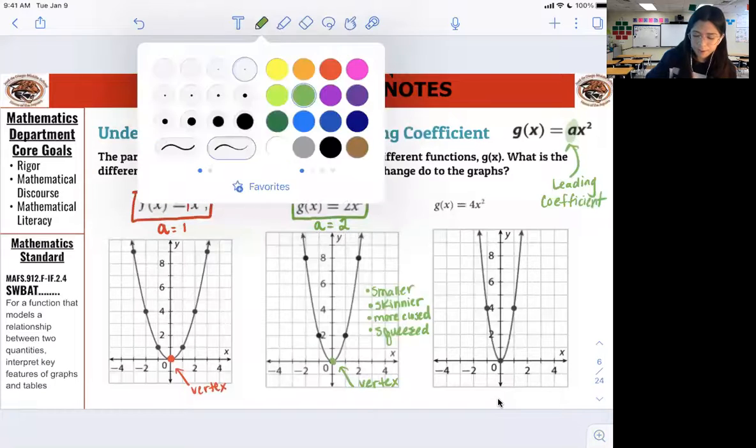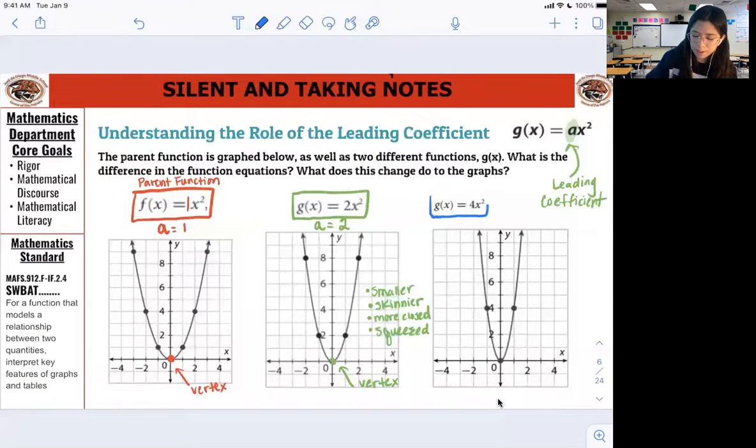And if I go even further, let's look at this graph now. What's the leading coefficient? What is my A? 4. So I'm increasing it even more. And what happens? It got even smaller, even skinnier, even more closed up, even more squeezed. But does the vertex ever change? No, right? It stays in the same spot.